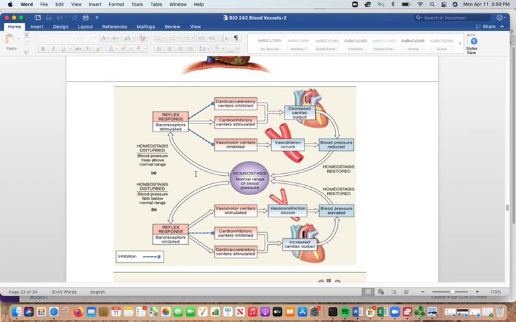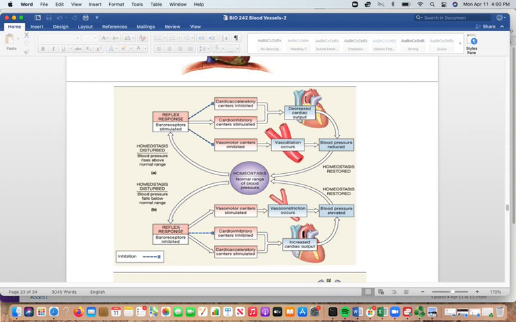So this is showing again some of the homeostatic responses. So if your homeostasis has been disturbed and the blood pressure rises above normal, you have the reflex response that's going to go to the cardiac accelerator centers and inhibit them. The cardioinhibitory centers will be stimulated. That's going to decrease the cardiac output. And then the vasomotor centers are going to lead to vasodilation to help lower blood pressure.